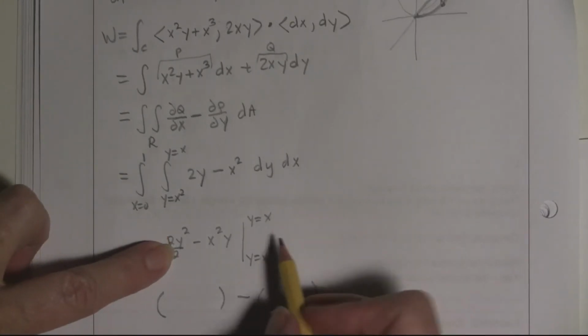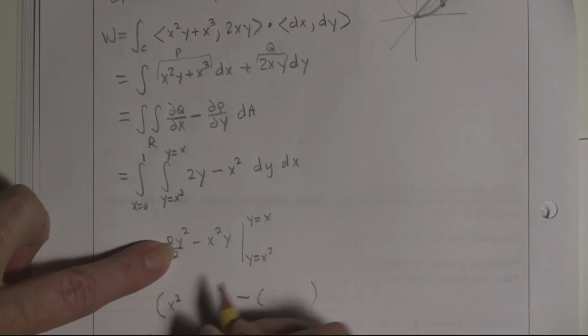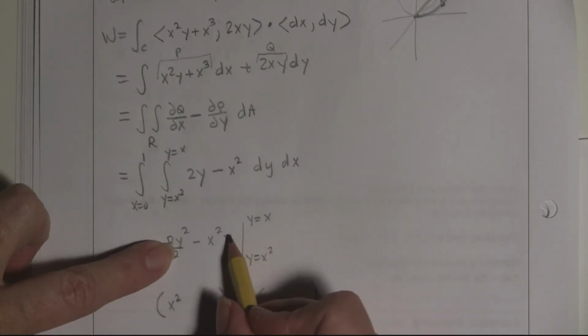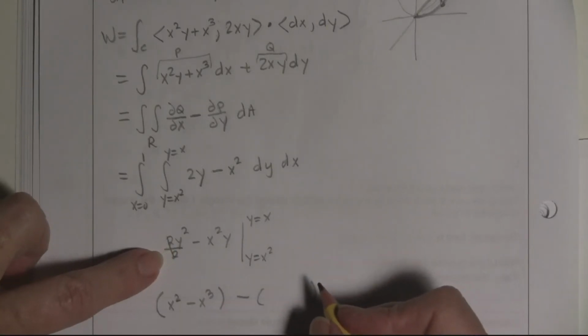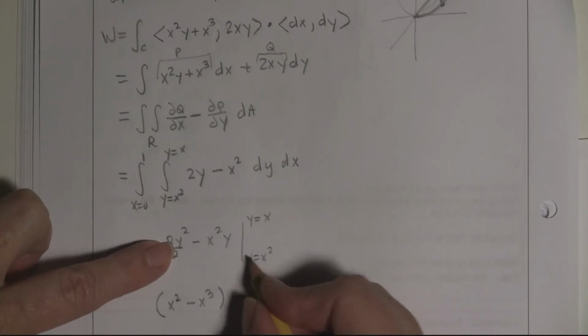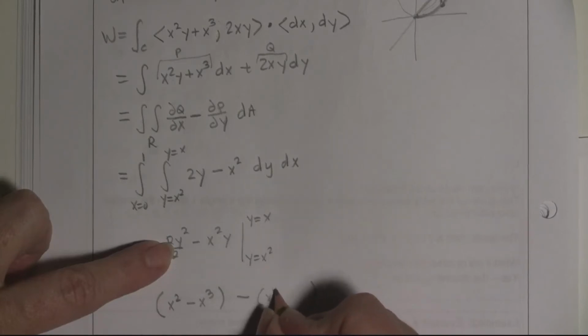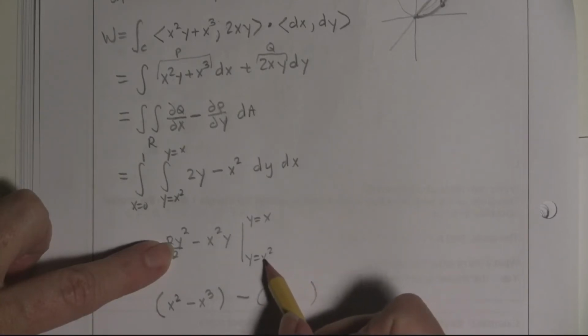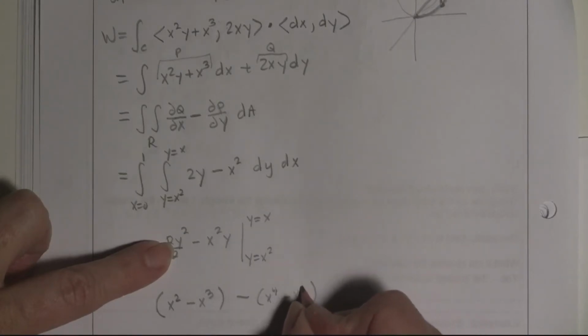So for y, I'm going to be putting in x. I get x squared. For y, I'm going to be putting in x, minus x cubed. Then minus the lower bound. So for y, I'm going to be putting in x squared, which gives x to the fourth. And for y, I'm going to be putting in x to the second. So x to the second times x to the second is x to the fourth.